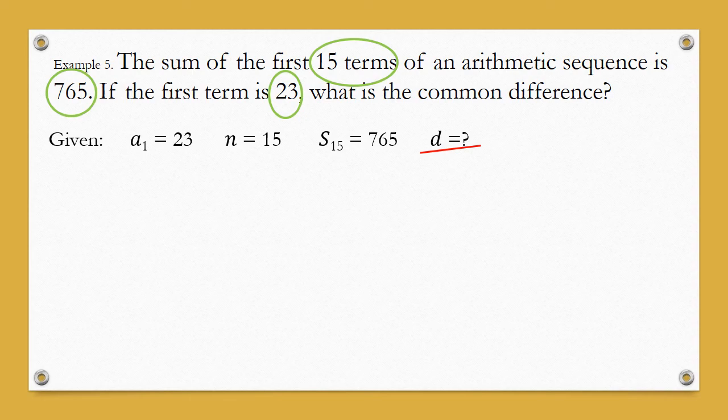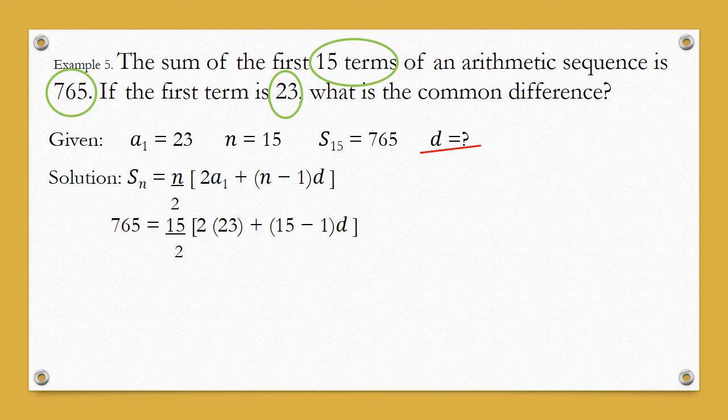Okay, so solve for d, use the formula, then substitute 765 as the value of S sub n equals 15, the number of terms, times 2, and substitute 23 as the first term, plus 15 minus 1 times d. Okay, so what we will solve is, of course, 2 times 23, which is equal to 46. Then 15 minus 1 is 14. Times d, you have 14d. Bring down.